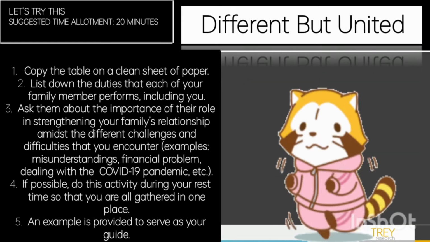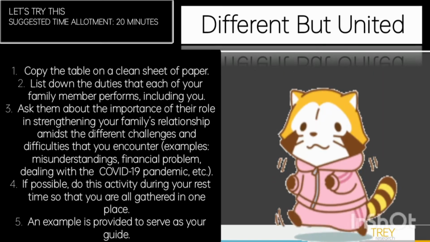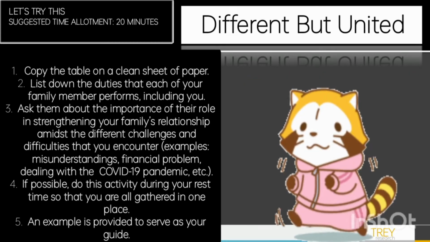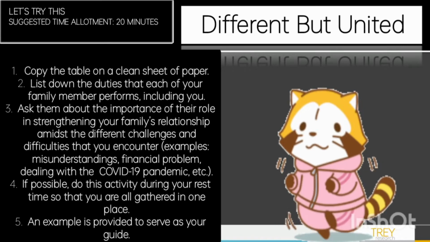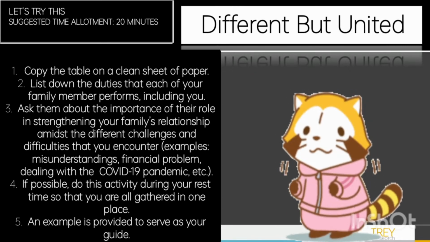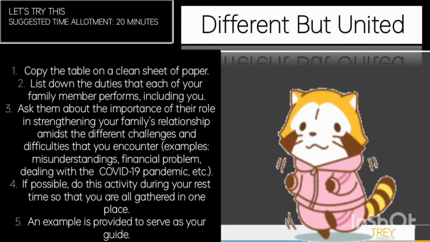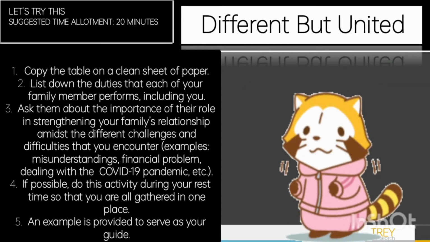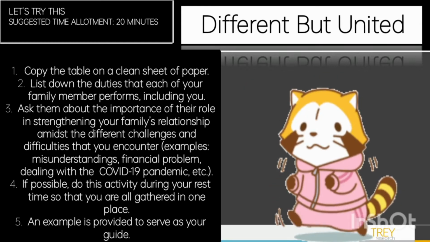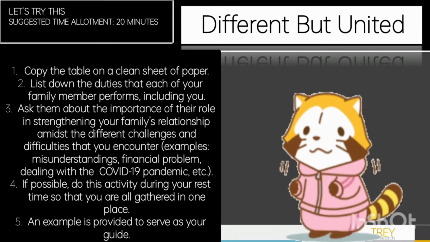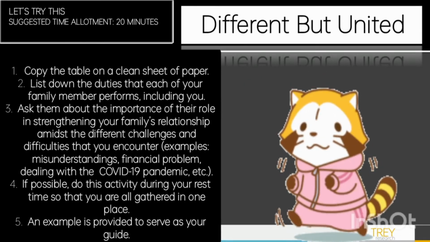Number 1. Copy the table on a clean sheet of paper. 2. List down the duties that each of your family members performs, including you. 3. Ask them about the importance of their role in strengthening your family's relationship amidst the different challenges and difficulties that you encounter, like misunderstandings, financial problems, dealing with the COVID-19 pandemic, and many more. 4. If possible, do this activity during your rest time so that you are all gathered in one place. And 5. An example is provided to serve as your guide.